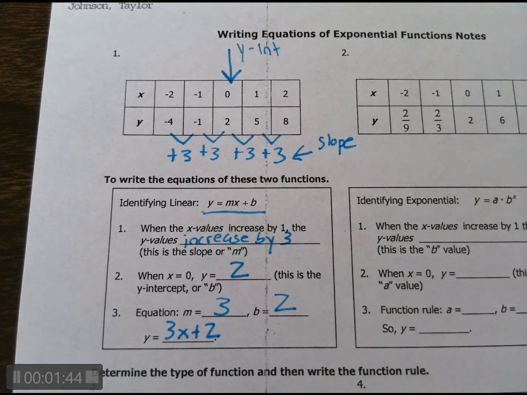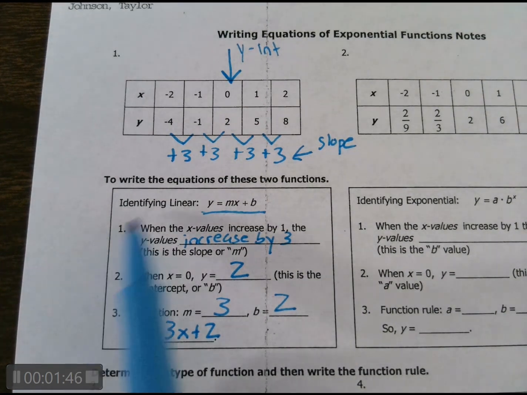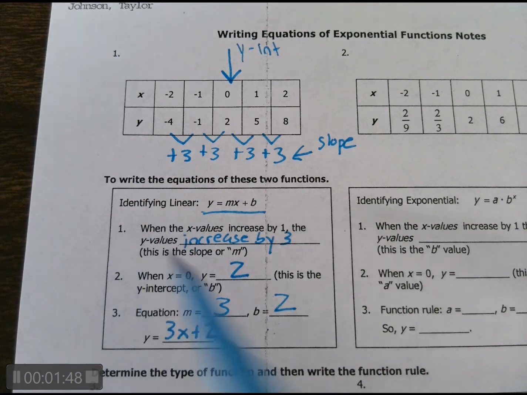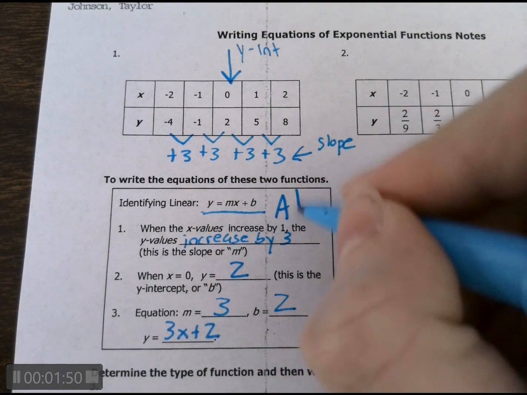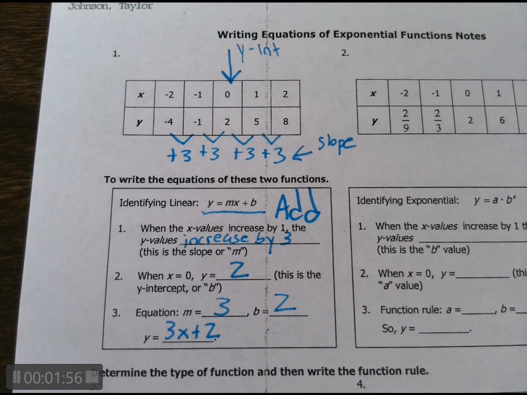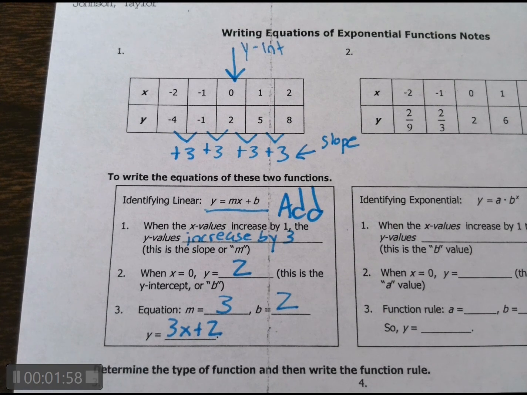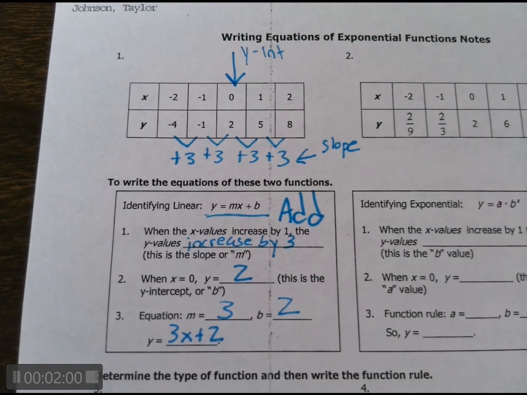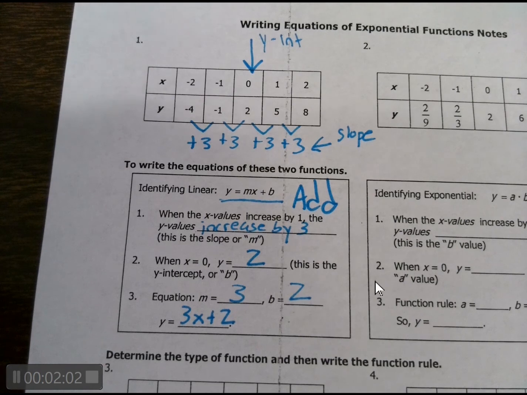Okay, so the main thing you need to get from identifying linear equations is that we have to add to get to our next number. Okay, so linear means adding. All right. What does linear mean? Tell me now.